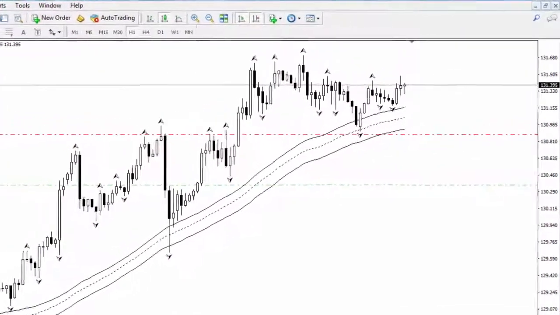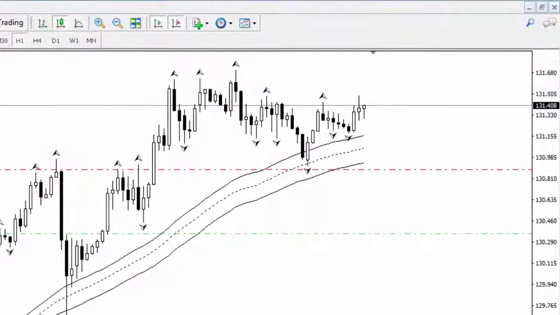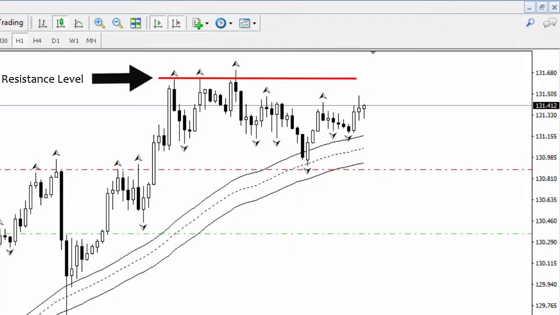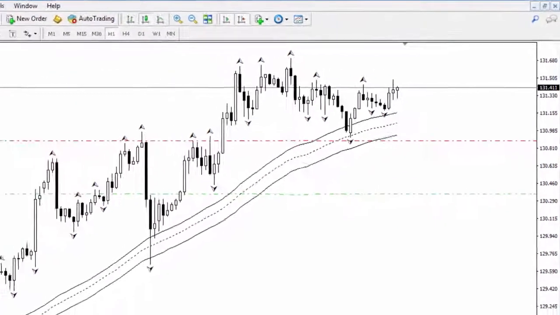Price continues to struggle above this major resistance level on the Euro JPY currency pair's 1 hour time frame. Therefore, I'm going to go on ahead and tighten this long trading position stop loss order in an attempt to lock in some more profits from this long trading position.